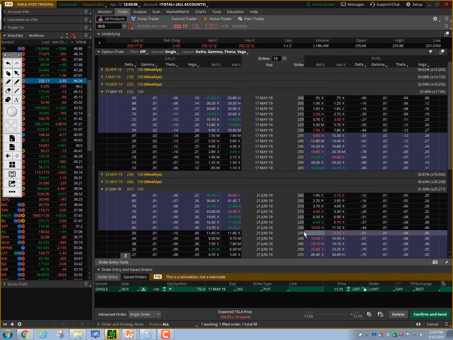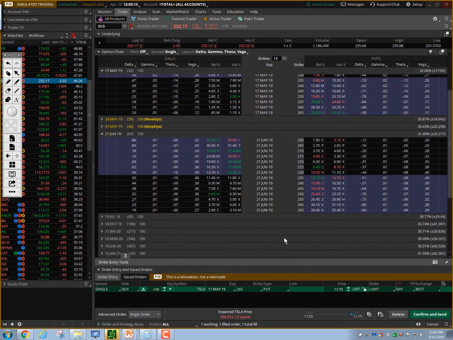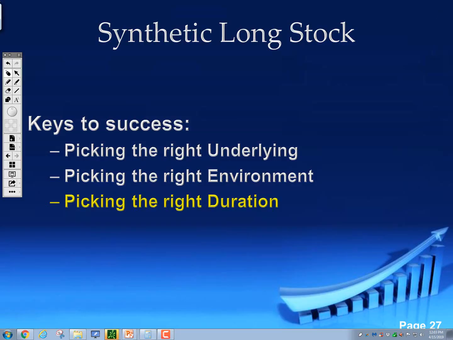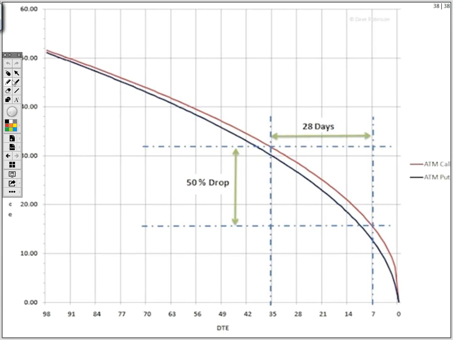But if we look out here and we see the theta is pretty much offset as well, then we can go out further in time and not have to worry as much about our duration. It gives us more time to be right. So when I look at this chart right here, this usually shows us what theta decay does on the at the money call and the at the money put, which is what we are going to be working with here.